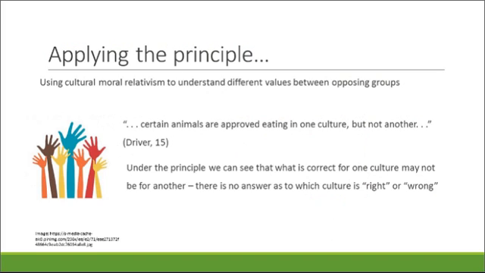Using cultural moral relativism to understand different values between opposing groups. In the text Ethics, the Fundamentals, Julia Driver provides an example where cultural moral relativism can be applied by stating that, quote, certain animals are approved eating in one culture but not another, end quote. To further explain this idea, due to religious beliefs, consuming pork products in Islamic culture is recognized as immoral. However, in American culture, the consumption of pork is not immoral. Now, this does not mean that the Islamic culture is wrong or that the American culture is right. Cultural moral relativism provides the foundation for understanding that certain groups have beliefs that are correct for that respective culture.